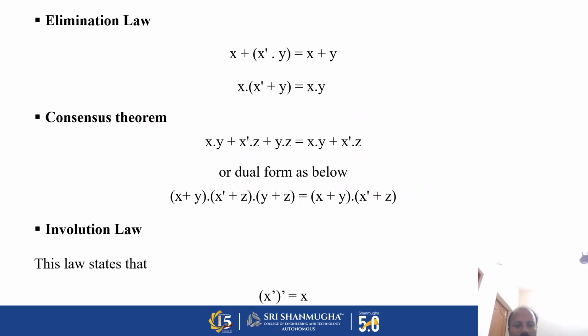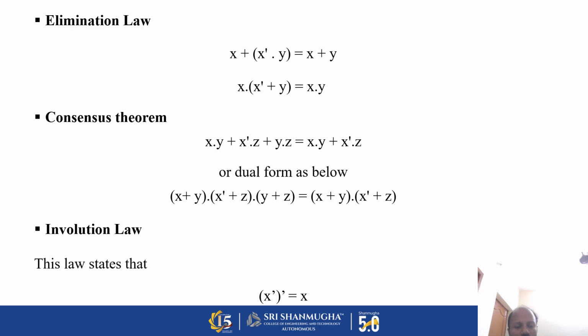Next one is the consensus theorem. x dot y plus x bar dot z plus y dot z will be equal to x dot y plus x bar dot z. That is, the y dot z term is dropped in the answer, because both of its variables are used in the remaining two terms, so we are removing that term.